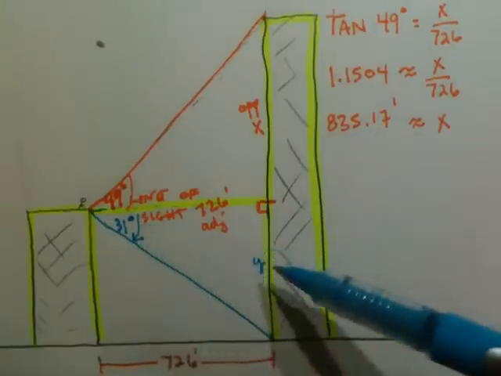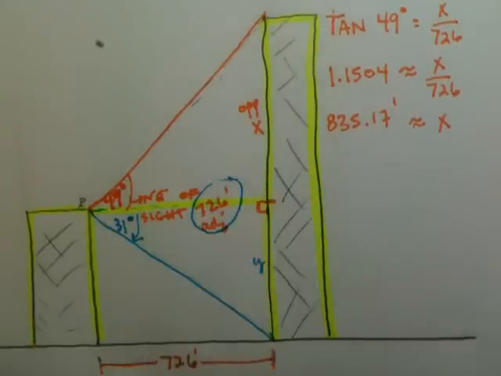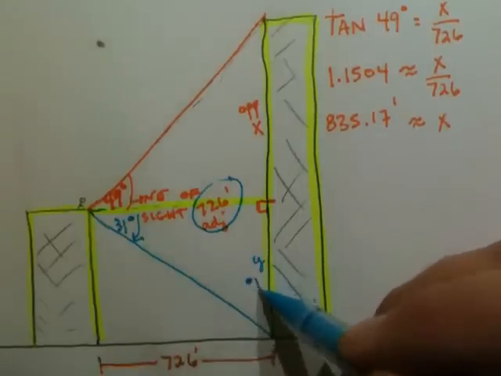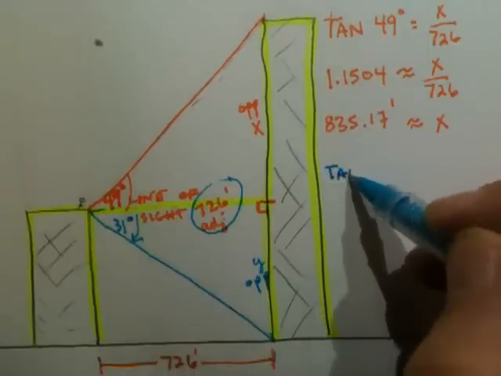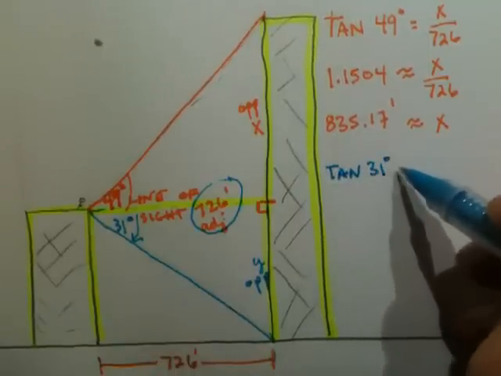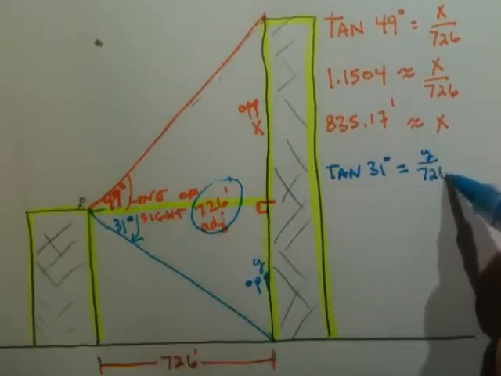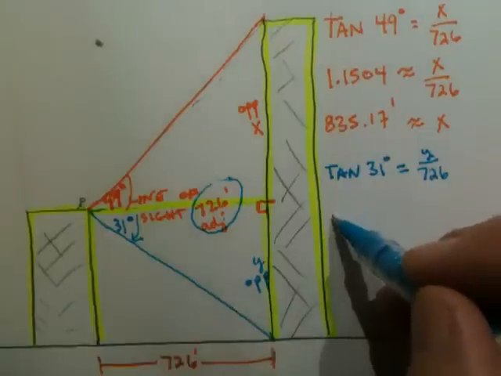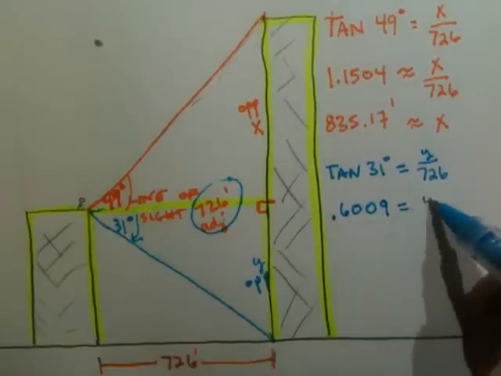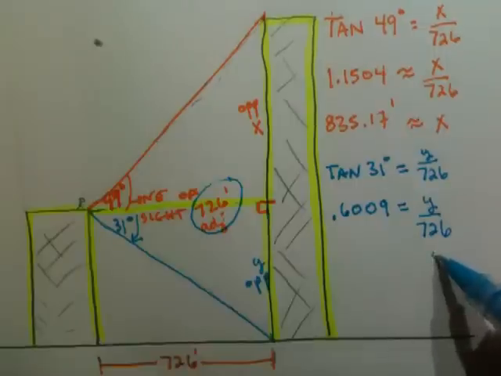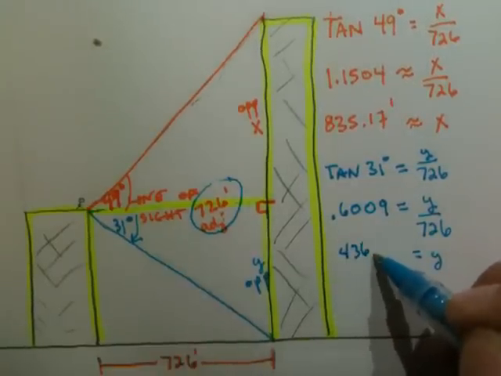I have an angle, I have an opposite side. That 726 is still an adjacent side, so opposite over adjacent will give me tangent. So tangent of 31 degrees is equal to Y over 726. If I use my calculator or the book, tangent of 31 is 0.6009. Multiply both sides by 726, and I'm going to get 436.22.